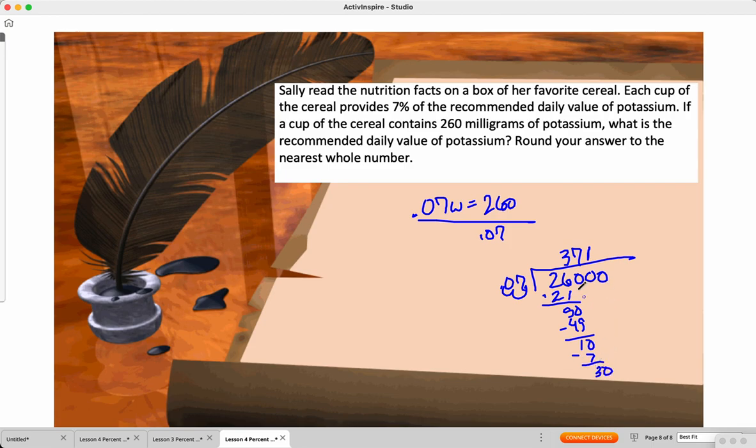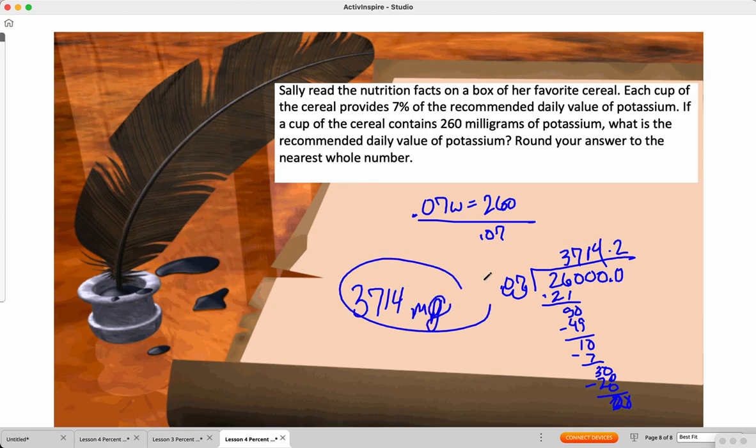3, 0, bring that down, that's 4 times, 28, sorry, 2. Bring down one more 0 so we can know where to round. 7 goes in that twice. So we're going to say, okay, it's 3,714 milligrams, there you go, of potassium a day is the recommended daily value for potassium.